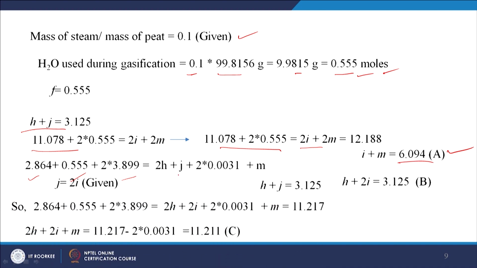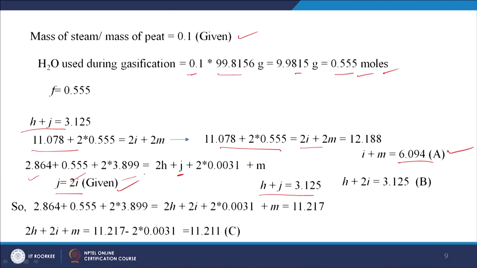Again we see here H plus J, and the J value is also here, I and J, that relationship is also given, that is J is equal to 2I, CO and H2 ratio is 2. So, J is equal to 2I, it is given in the syngas. So, in this expression H plus J equal to 3.125, this J can be replaced by 2I. So, H plus 2I equal to 3.125. This expression we are giving as B.